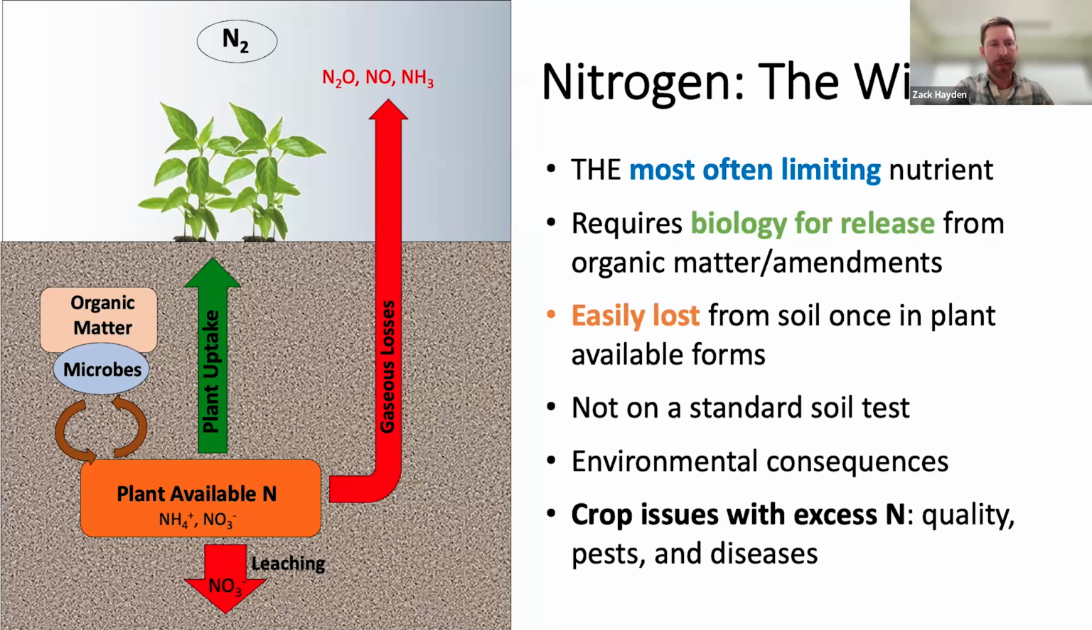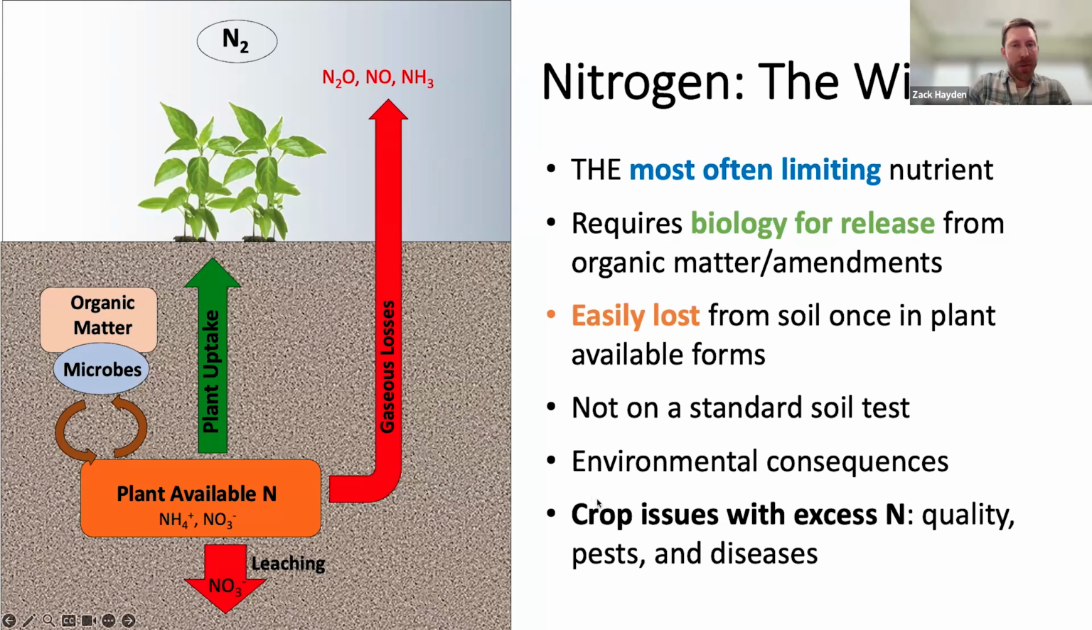And once it becomes plant available, so it's converted into plant available forms, nitrate and ammonium, it's easily lost from the soil, whether it's through leaching down or through gaseous losses, denitrification, volatilization into the atmosphere. So it doesn't stick around really easily. And of course, with this, it brings a lot of environmental consequences, just like phosphorus. So it's another one that we want to get as much of it in the crop as we can.